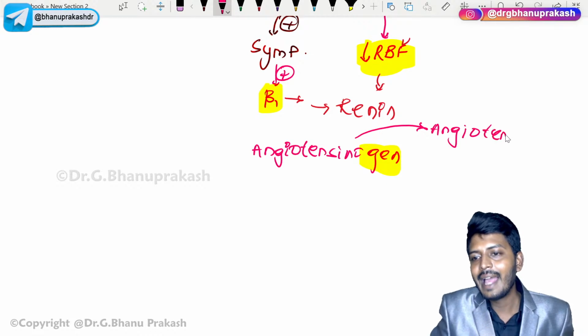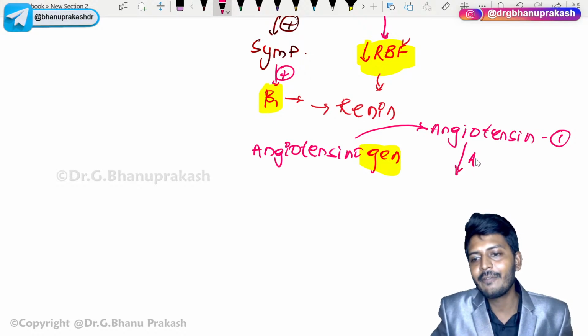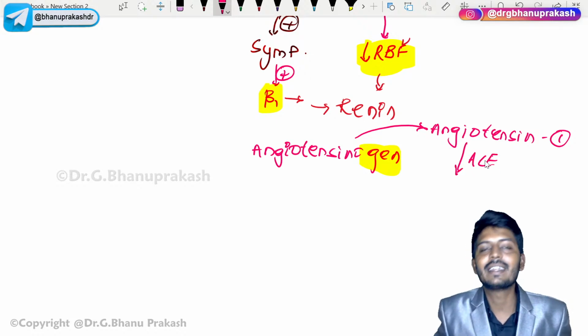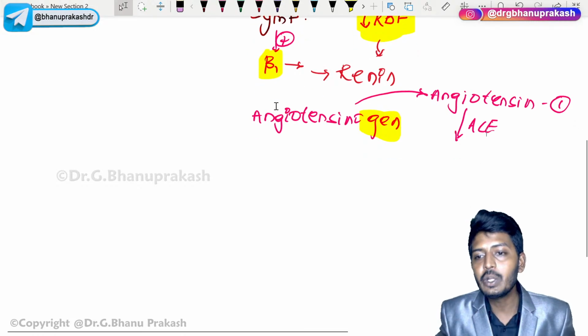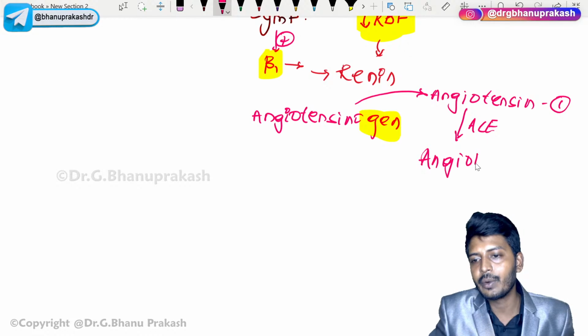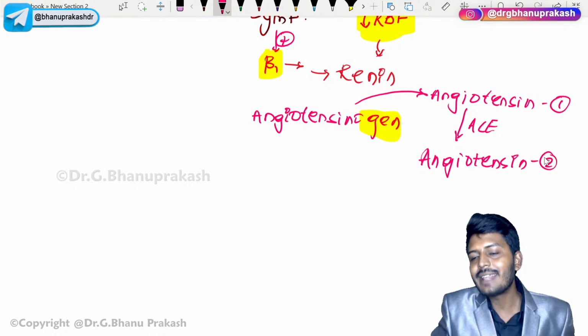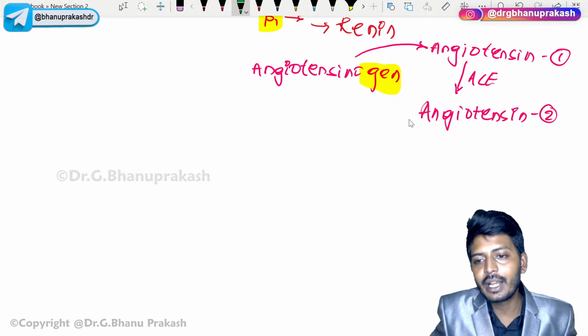What is that called? Angiotensin 1, right? This angiotensin 1 will get converted with the help of an enzyme called angiotensin converting enzyme. It will convert angiotensin 1 into angiotensin 2. Very important. So we have now, what is that? Angiotensin 2.